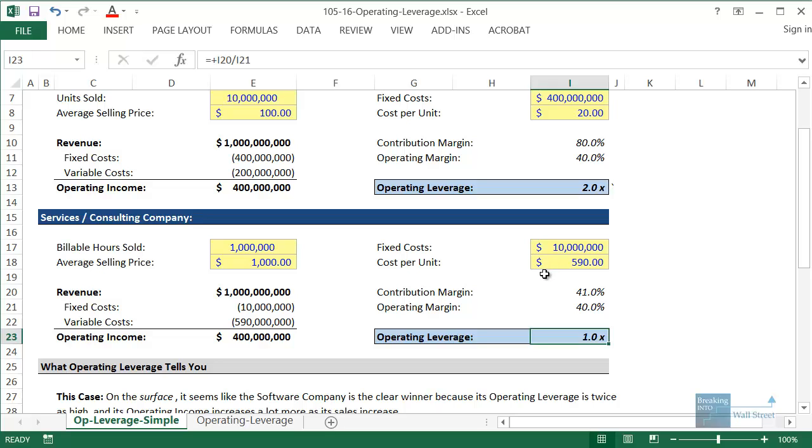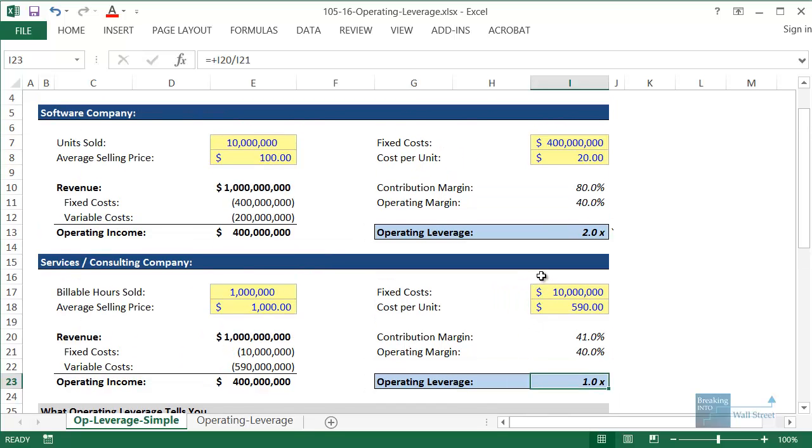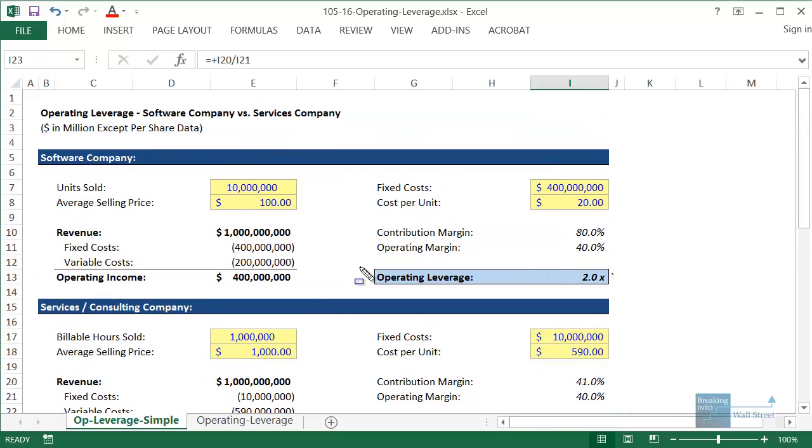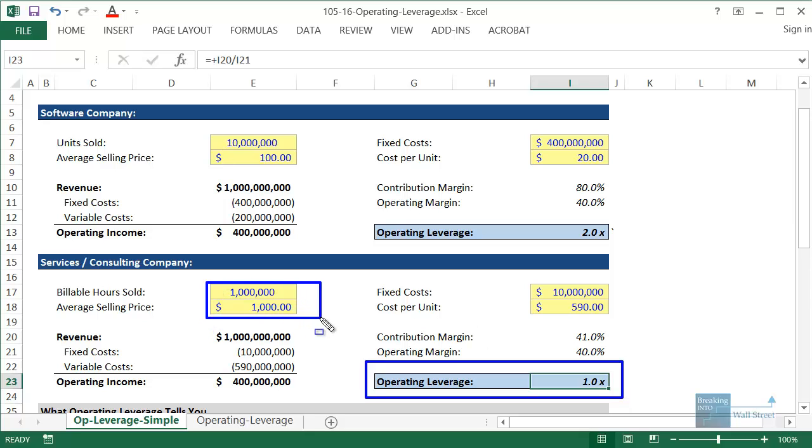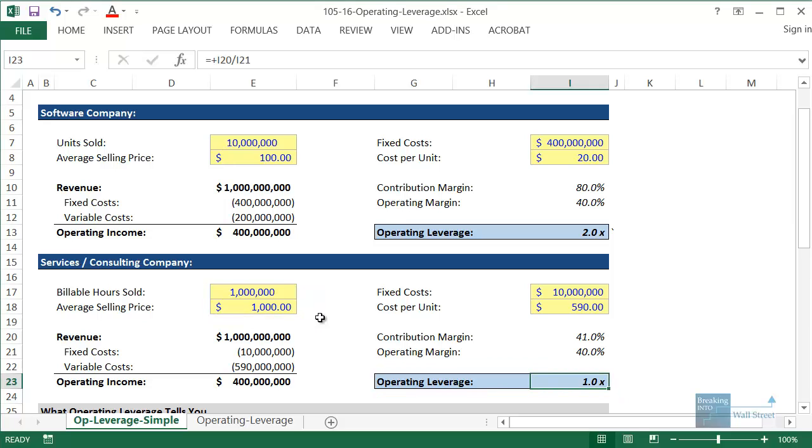So if you look at this type of analysis, you might go through it and conclude that the software company is clearly better because their operating leverage is 2x, whereas the services and consulting company has an operating leverage of only 1x. And not only that, they're selling fewer units and charging higher prices, so there's more risk because they have fewer customers. A lot of these hours probably represent a few big customers. So it seems like in every possible scenario, the software company is better off.